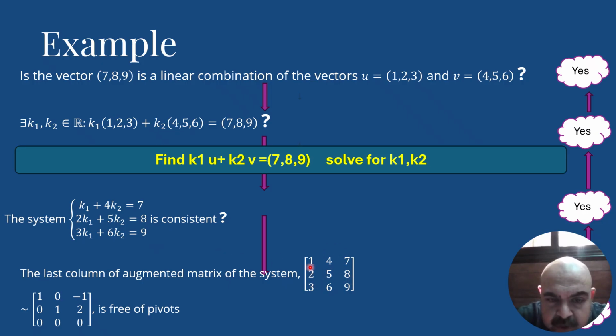And I will try to get the reduced echelon form. Those are the values of the coefficients of k1 and k2, and that's the result, 7, 8, and 9. Once you work out those numbers and reach a reduced echelon form, you will have your solution. So k1 is equal to -1 and k2 is equal to 2. And those are the two numbers that, if you insert them in here, the result will be 7, 8, and 9.